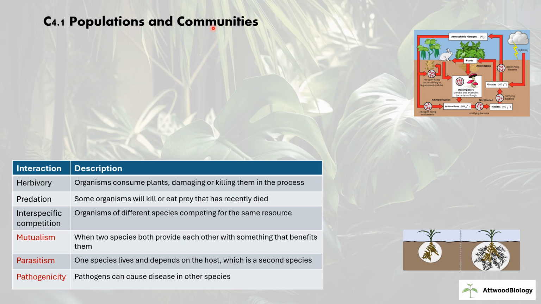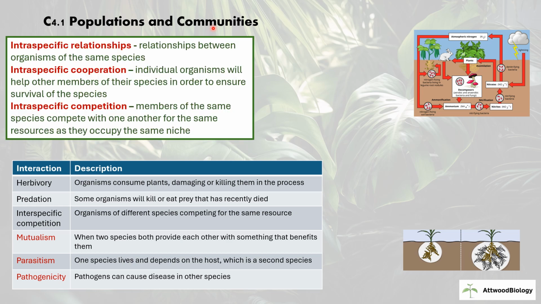Okay, we're going to have a look at some of the relationships between different organisms. So we can have intraspecific or interspecific relationships. Intraspecific relationships are relationships between organisms of the same species. Intraspecific cooperation is where some organisms will help others within their species to ensure survival and to ensure that young are born and that the species can continue.